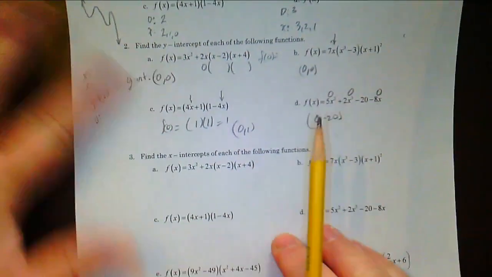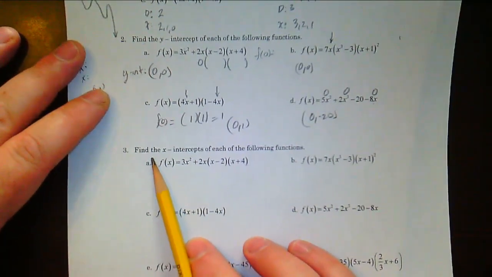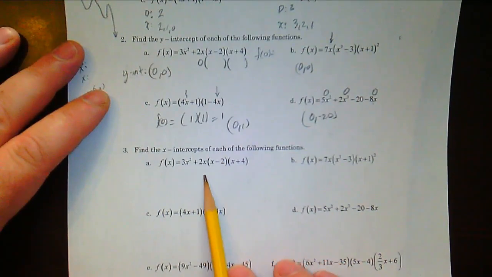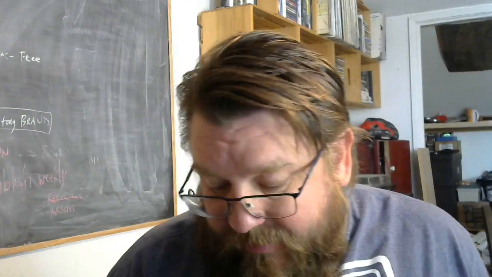So, next up, number 3. Now, here's where it gets a little tricky. We have to find the x-intercepts of each of the following. Oh, man. Now, if you remember, when we're going to find x-intercepts, there's something called the rational root theorem. We're going to do that in the future.